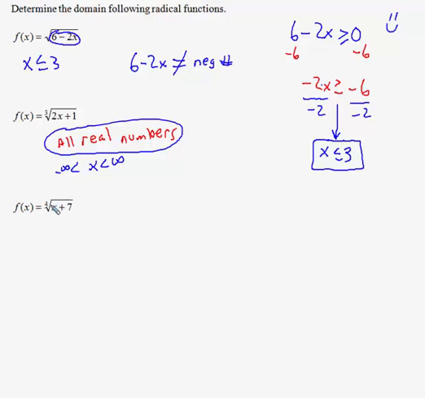Now the last one, we're back to an even index here. That's what creates problems. So for the 4th root of a negative number, let's say I wanted you to take the 4th root of negative 1.